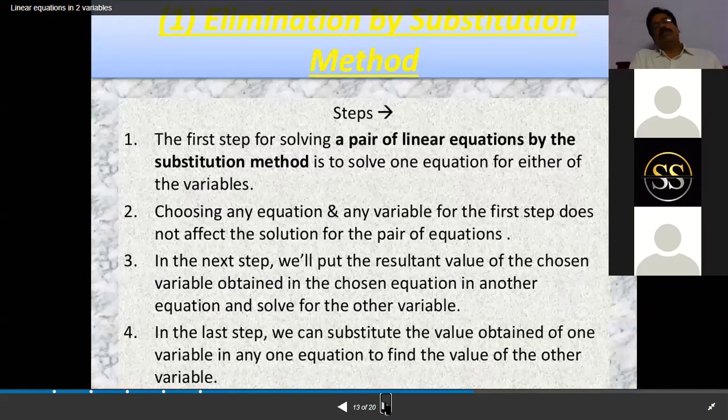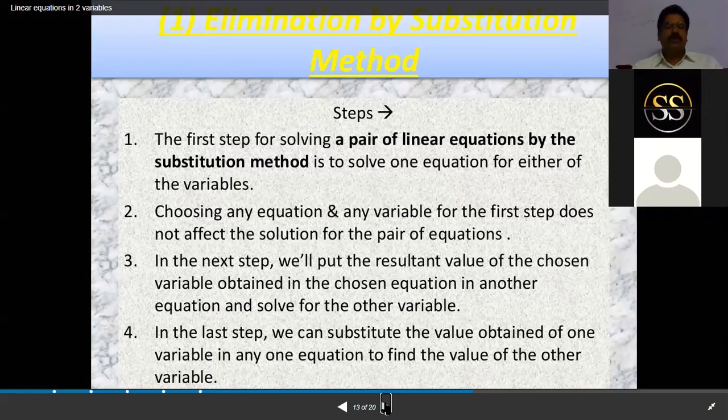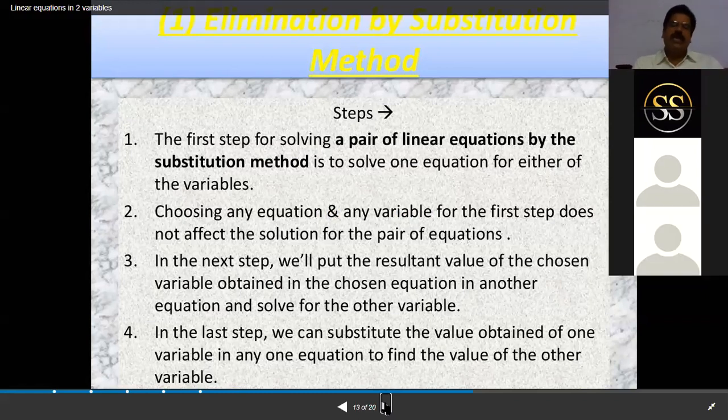Now the substitution method. The first step for solving a pair of linear equations by the substitution method is to solve one equation for either of the variables. Choosing any equation or any variable for the first step does not affect the solution. In the next step, we put the resultant value of the chosen variable into the other equation and solve for the other variable. That means we write x in terms of y, or y in terms of x, and substitute in the other equation. In the last step, we substitute the value obtained for one variable in one equation to find the value of the other variable. This is the substitution method.